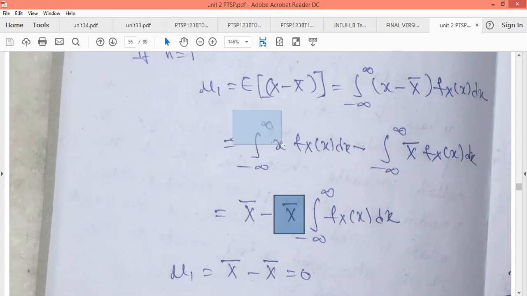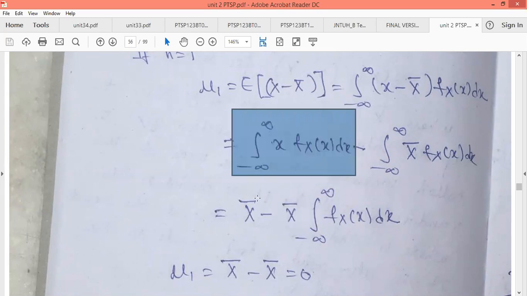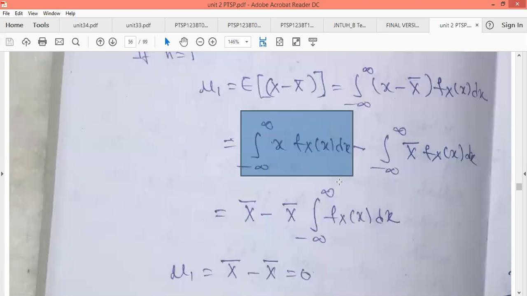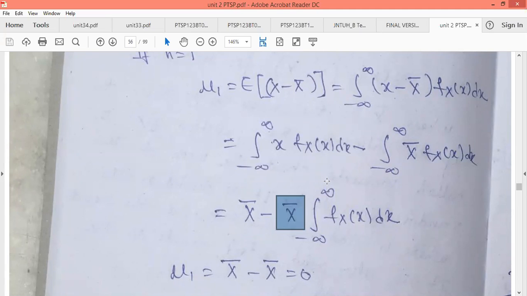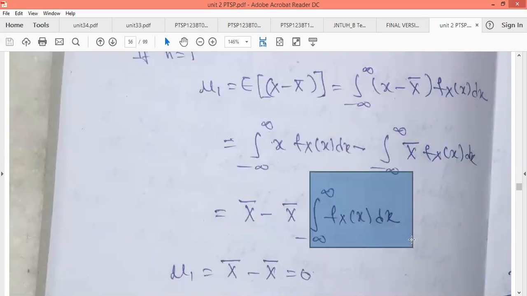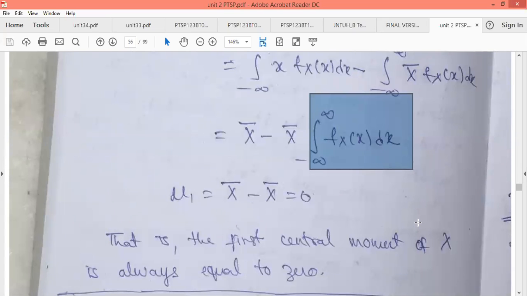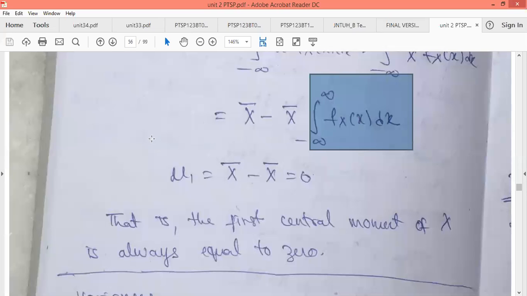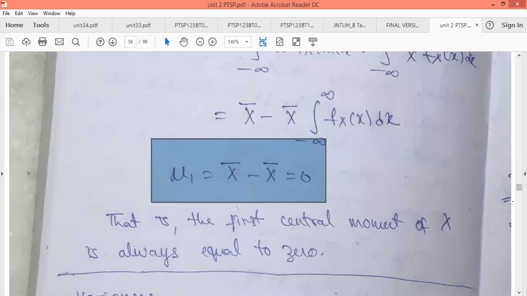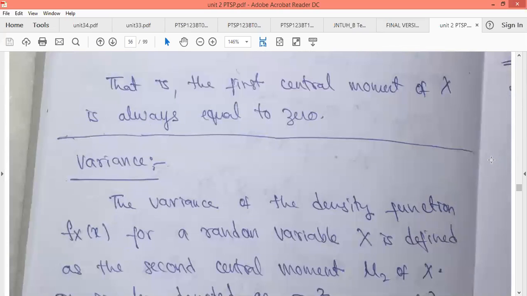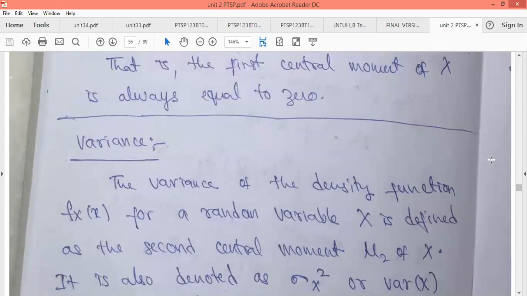So what does this equation give? The first integral gives us the mean value or expected value, which we denote as x bar. Okay, and since x bar is a constant, we write x bar outside the second integral. We have the integral from minus infinity to plus infinity of fx of x dx. So what is this integral value? This gives us the area of the PDF, so this integral value will always be 1. So what is the first central moment? The first central moment will always have the value 0, whereas the zeroth central moment will have the value 1.